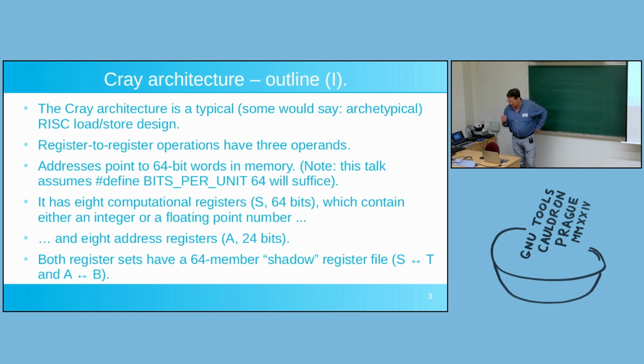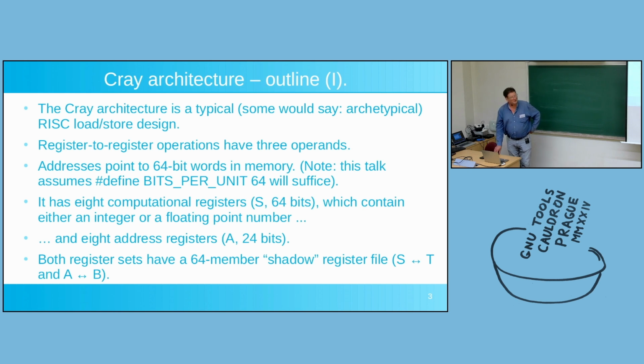Addresses point to 64-bit words in memory. And that's an interesting thing, of course, because we are all used to current architectures that store 8-bit characters or bytes in memory. And one of the first things that this talk assumes is that we can set bits per unit to 64 in a machine description. We'll see if that will work. I haven't tried it yet. This talk is just to see if someone can come up with a reason why this architecture can't be done with GCC.